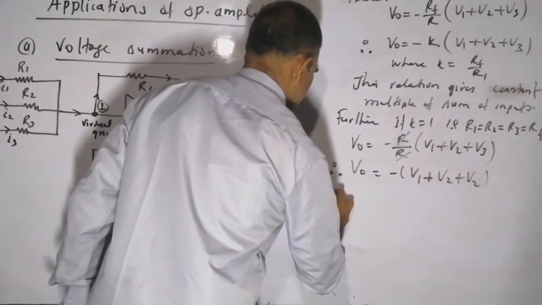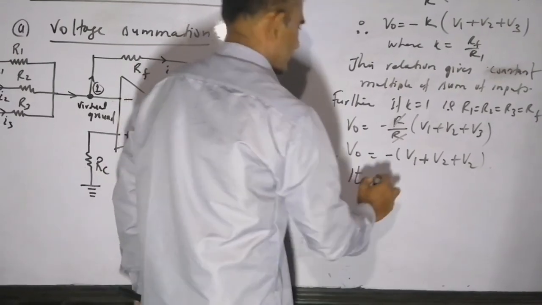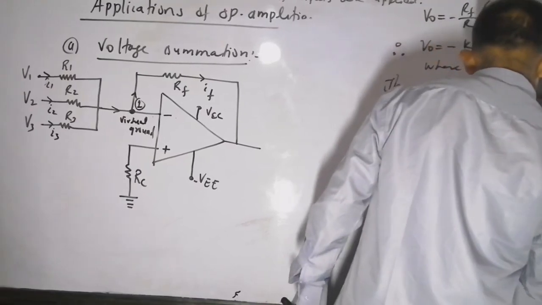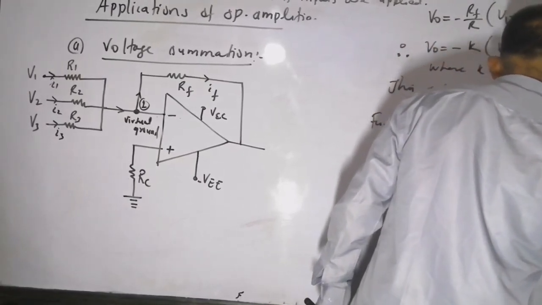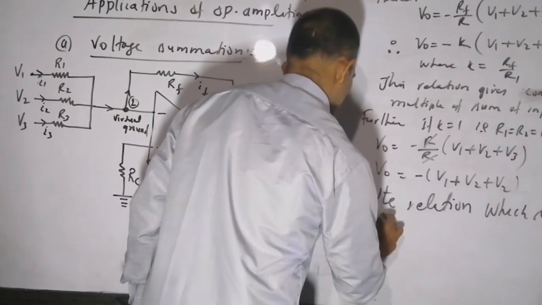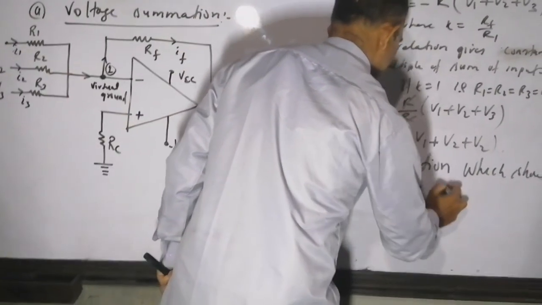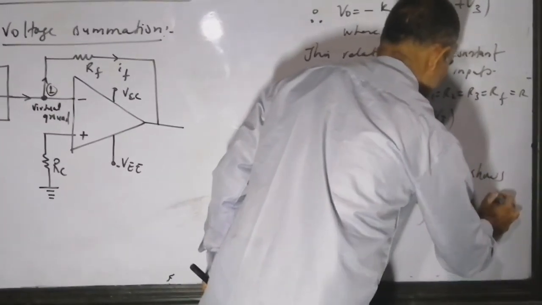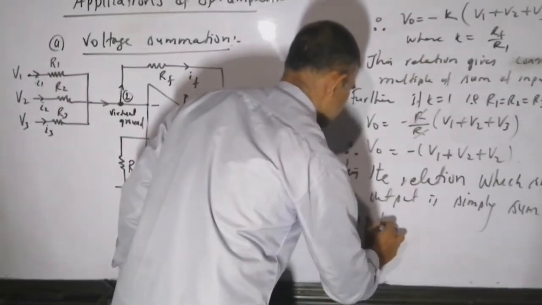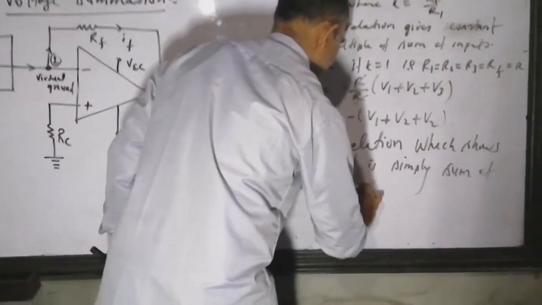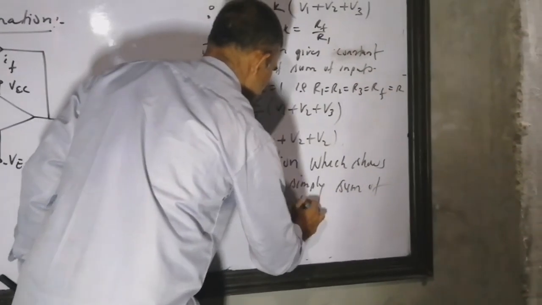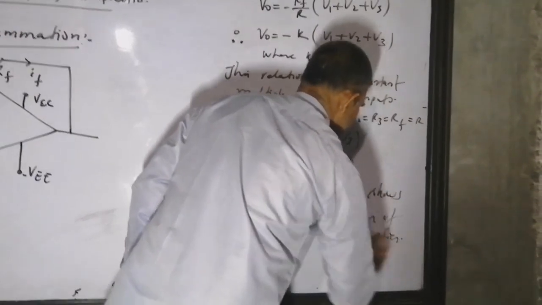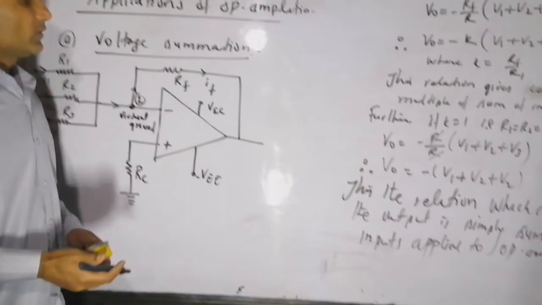So this is the relation which shows the output. The output is simply the sum of inputs applied to the operational amplifier. So this was one of the derivations which we have to do.